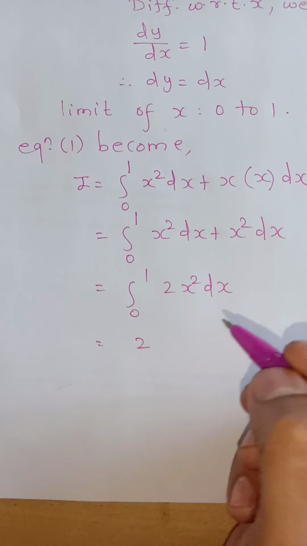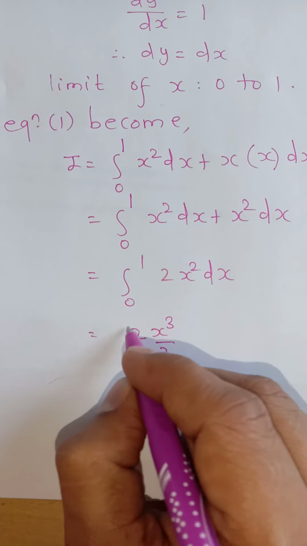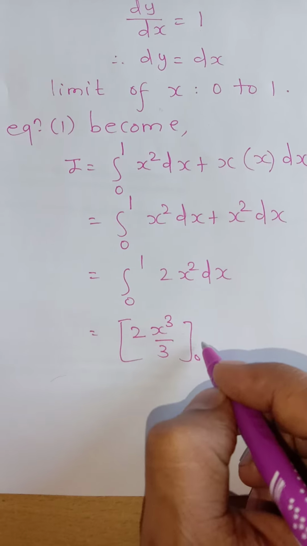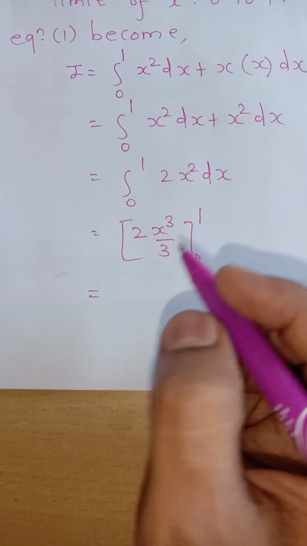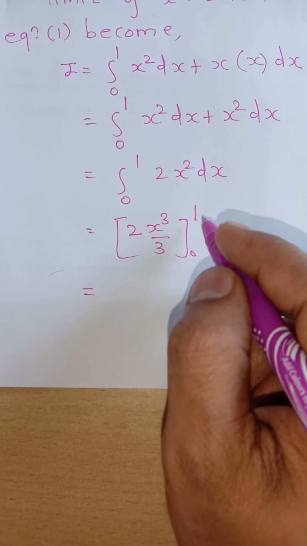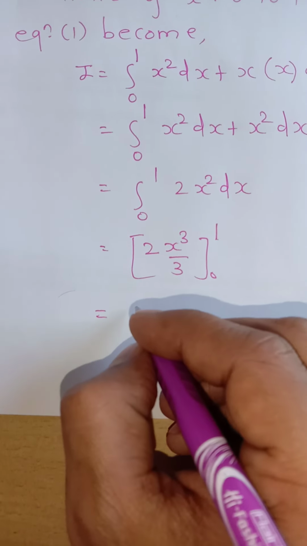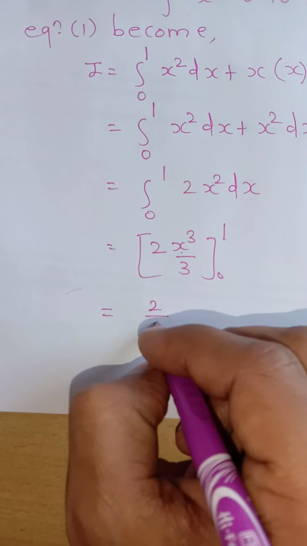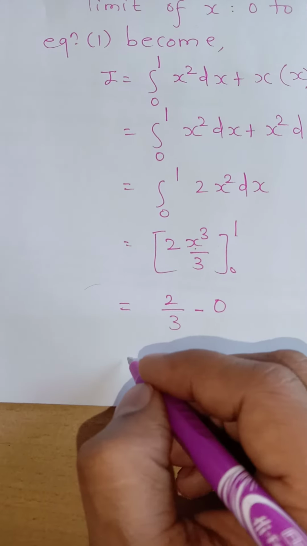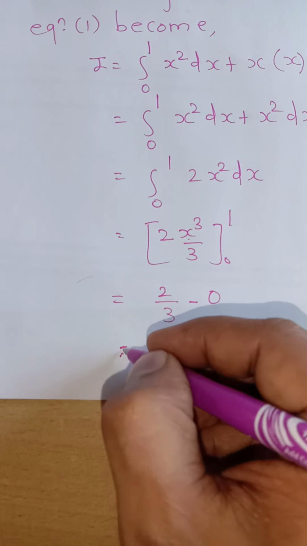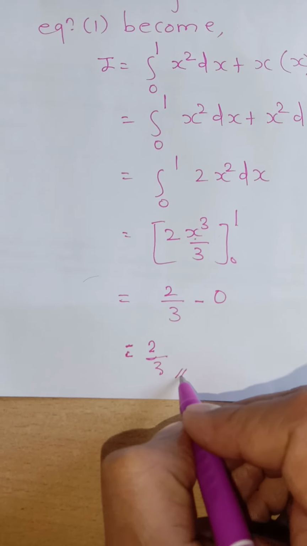So 2 as it is. Integration of x square is x cube by 3. The limits of integration are 0 to 1. So first put the upper limit x is equal to 1, and then the lower limit x is equal to 0. So putting x is equal to 1 here, we get 2 by 3 minus lower limit 0. So 2 by 3 minus 0 is equal to 2 by 3. So this is your answer.